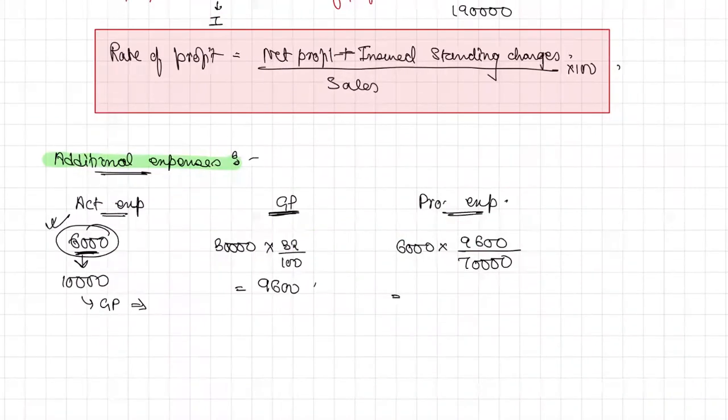So it will come to 822.86. So we'll make it 823. Correct. ये आ रहा है ना? गलत तो नहीं किया मैंने?